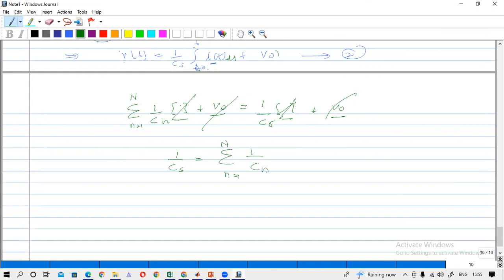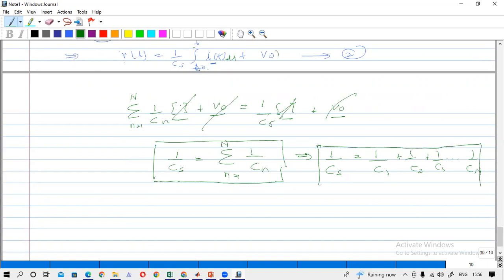Finally you will get 1 by Cs is equal to the sum from n equal 1 to capital N of 1 by Cn. This is the expression for serially connected capacitors. In other words, 1 by Cs is equal to 1 by C1 plus 1 by C2 plus 1 by C3 up to 1 by Cn. This is the expression you should remember.